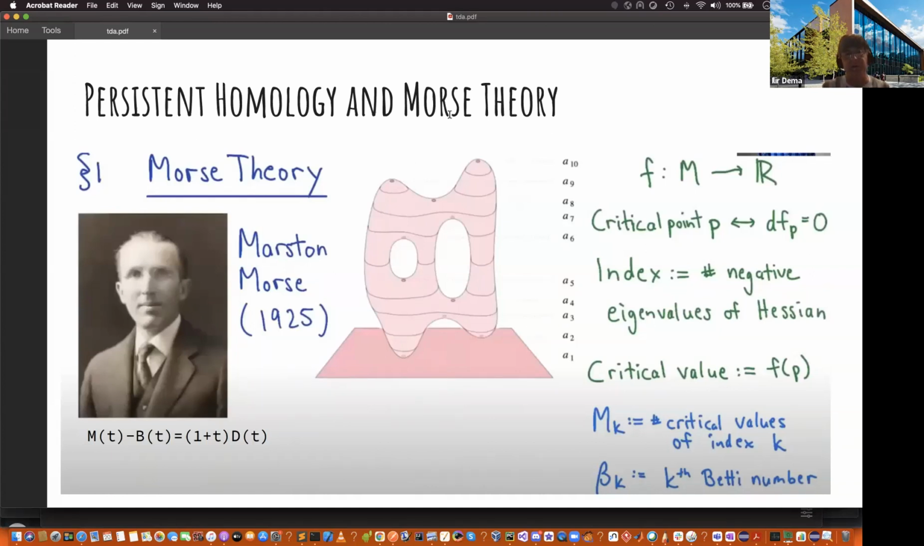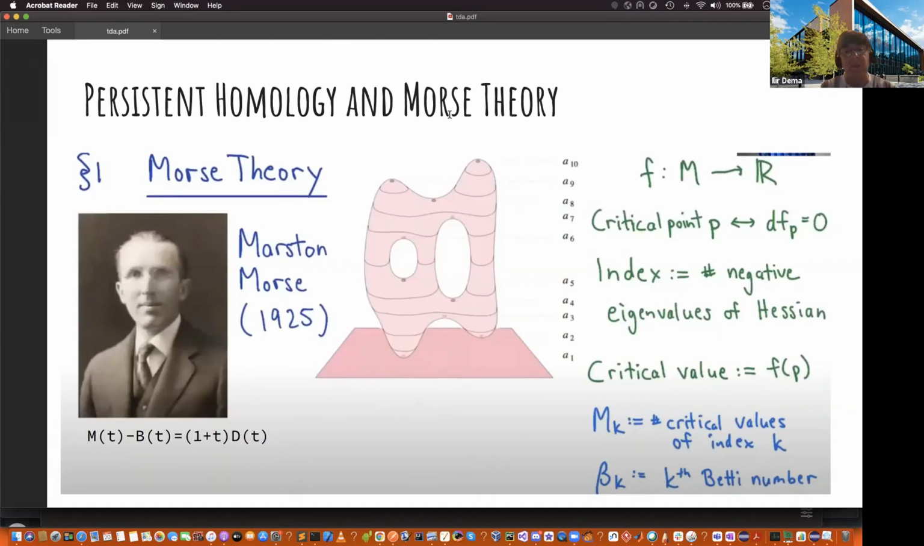It is not very hard to see that the critical points of the height function are indicated by these pink dots. It's where the tangent plane to the surface is parallel to the horizontal. This is where critical points are.